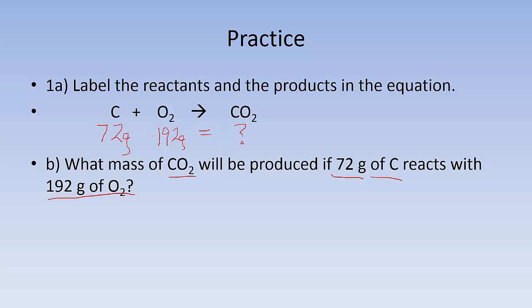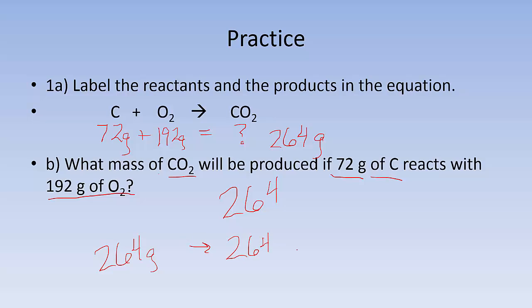Here's your equation. If I start with 72 grams of carbon and 192 grams of oxygen, how much CO2 can I make? Well, I'm just going to add those together, and hopefully I do that right. 264 grams. We start with a total of 264 grams on the left, and it has to end up with 264 grams on the right.